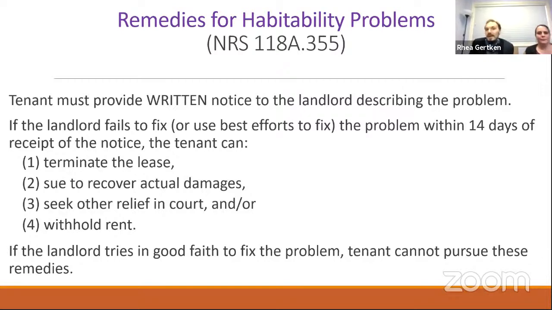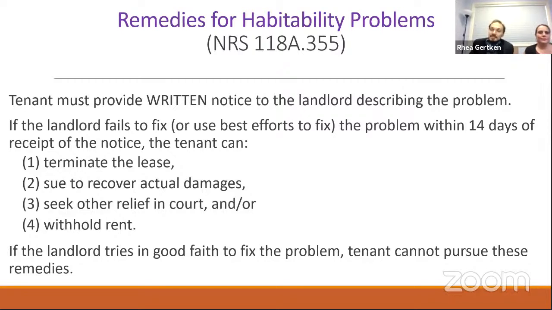If the landlord for habitability problems doesn't take their best efforts to fix the problem within 14 days of receipt of the notice, then you as the tenant can terminate your lease, seek to recover actual damages, seek other relief in court, and/or withhold your rent.